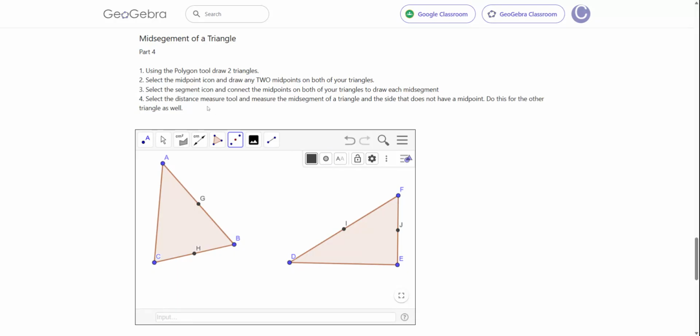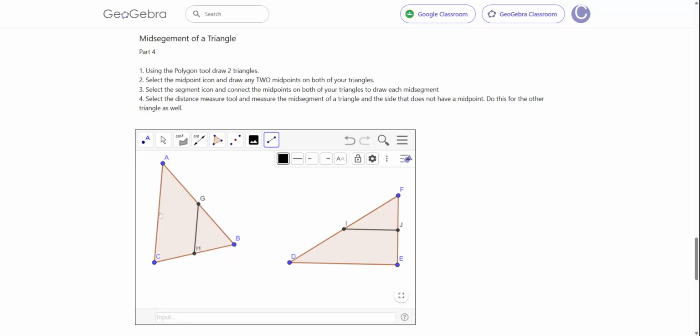All right, now I'm going to select the segment icon, just this one right here, and I'm going to draw the mid segment by connecting the midpoints. So now I have drawn each of my mid segments by connecting my two midpoints.